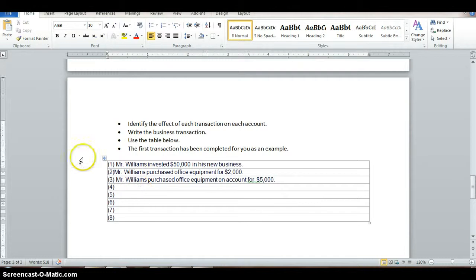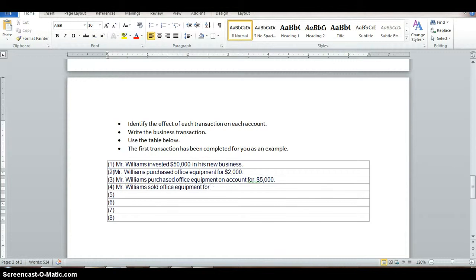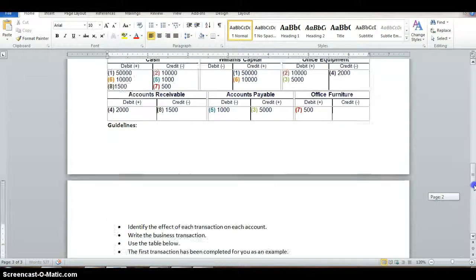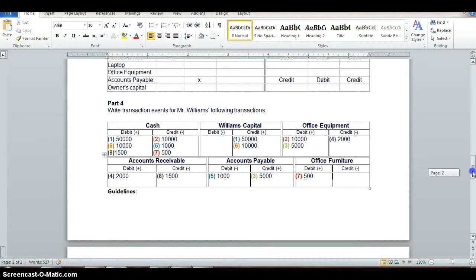So I'm going to say Mr. Williams sold office equipment for, was it $200 or $2,000? $2,000 on account. Okay, we'll finish up the rest of those transactions. You're matching them up and just determining what took place for those transactions to occur.